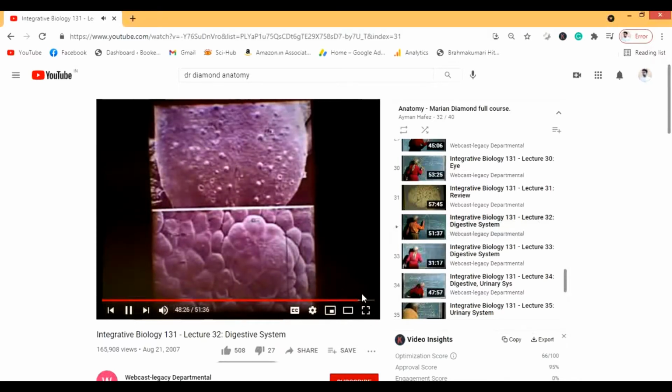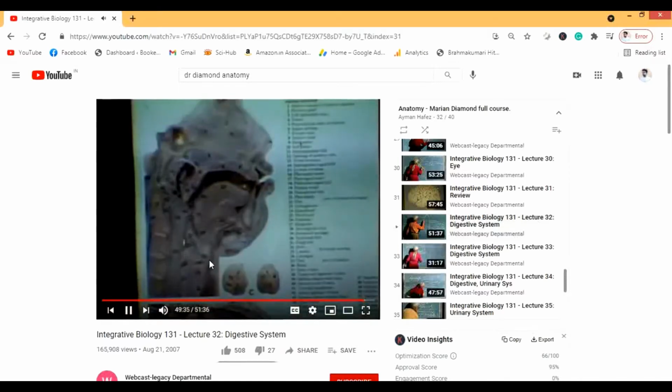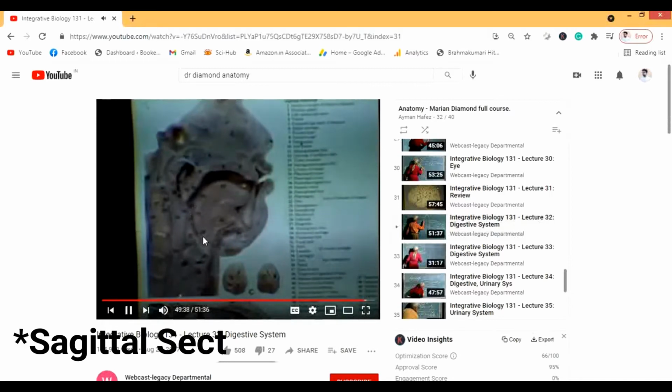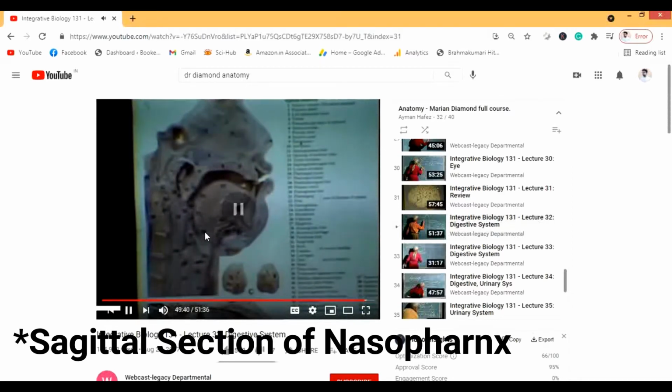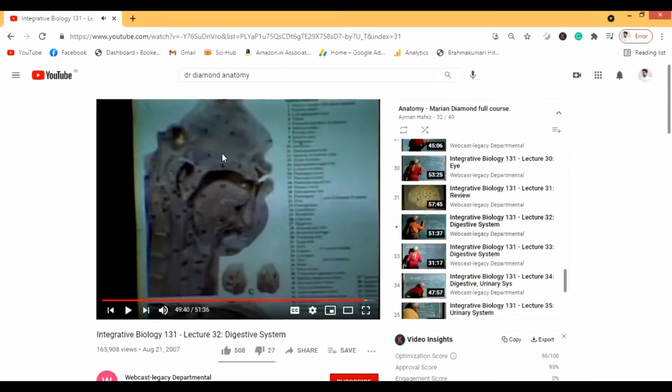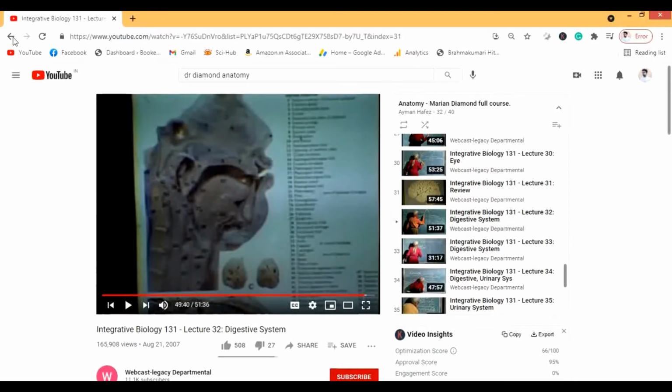This is the tongue, and that's a coronal section of the larynx. Okay, so you see that this is a lot better than what other teachers actually teach. Okay, so this is a course of anatomy. I really, really love it.